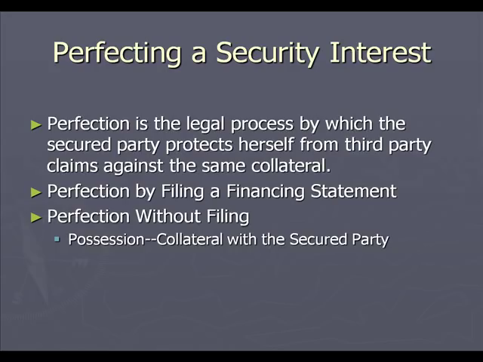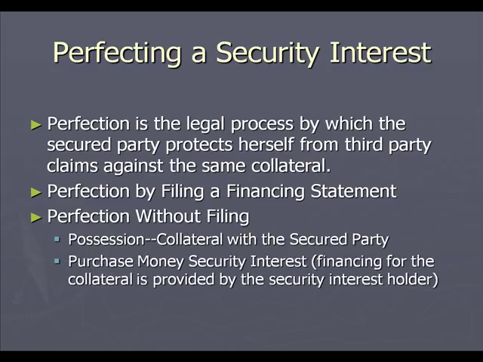So if someone comes to me and says, I want to pledge my wedding ring as collateral to borrow money, and I say to them, okay, can I see the ring? And they say, well, no, I don't have the ring. The pawn shop has the ring. Well, that gives me notice that there is a perfected security interest out there already on that ring, and I need to realize that I might be second in line.